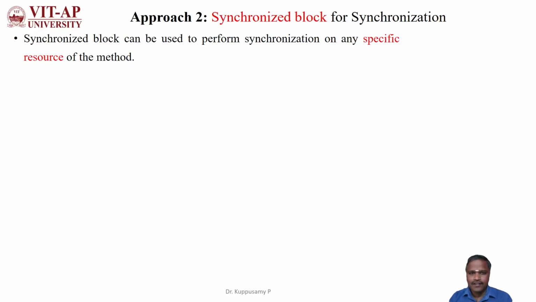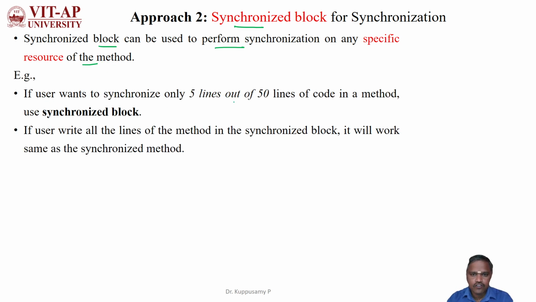Hi everyone. In this session, we will discuss the second approach, which is using the synchronization concept based upon the synchronized block method. The synchronized block can be used to perform the synchronization on any specific resource of a specific method. For example, assume that a method has 50 lines of code. Out of the 50 lines, the user wants to synchronize only 5 lines of code.